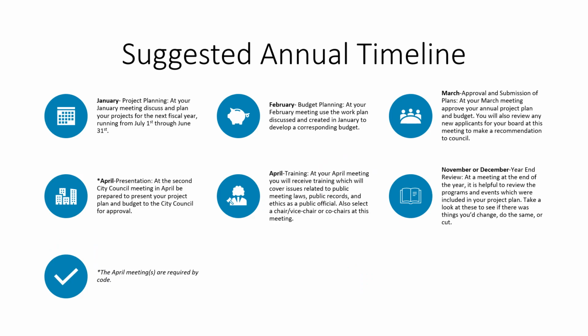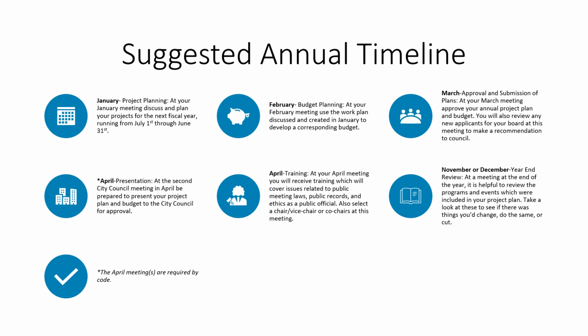This is our general suggested timeline. In January, start with your project planning for the next year and discuss any of your projects you want to put on your next fiscal year, which starts July 1st through June 30th. And then in February, you'll use that work plan you developed in January to create a budget. In March, you'll review and approve your budget and work plan. You'll also review any new applicants for your board and make a recommendation to council.